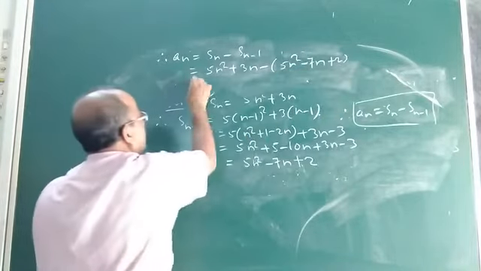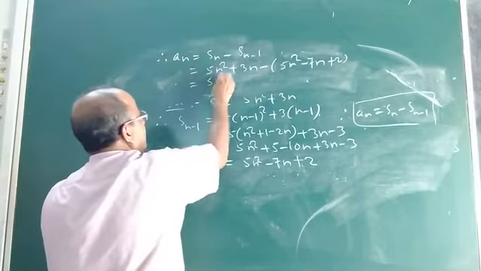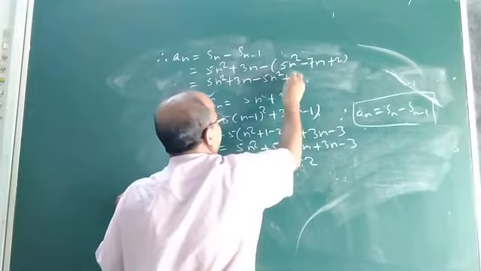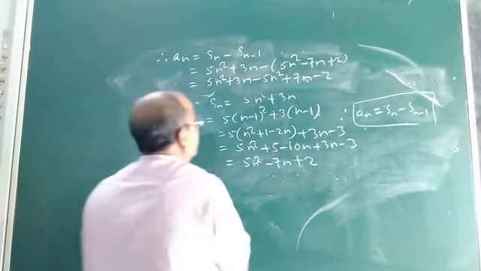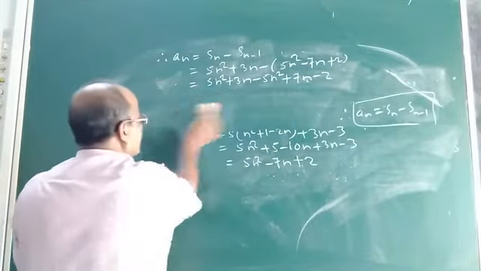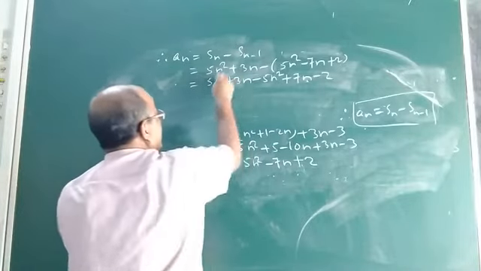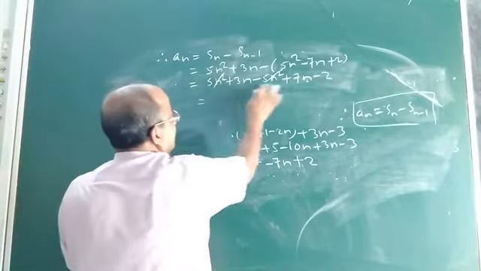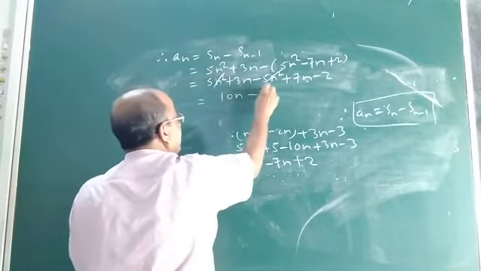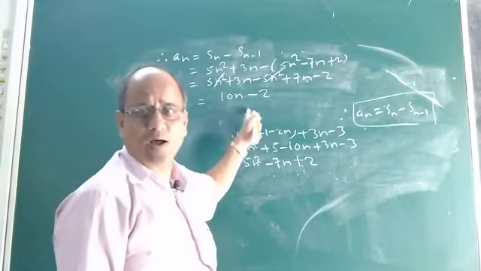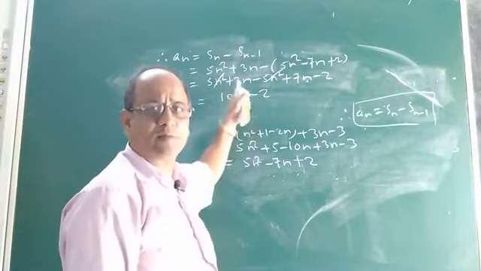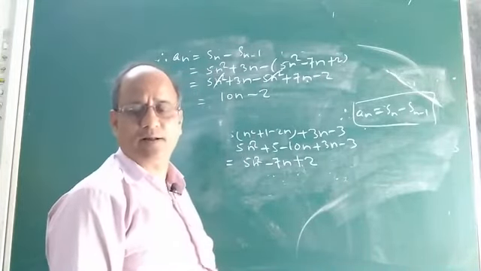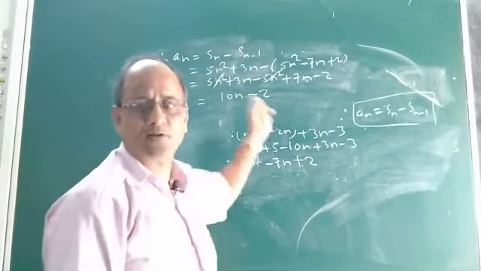Now you simplify to get the value of An. So it is 5n square plus 3n minus 5n square, omit the bracket, plus 7n minus 2. Further simplification: 5n square minus 5n square will be cancelled. So it will be 3n plus 7n, that is 10n minus 2. So this will be the required nth term or the general term of the AP whose sum of first n terms was given by the expression 5n square plus 3n.